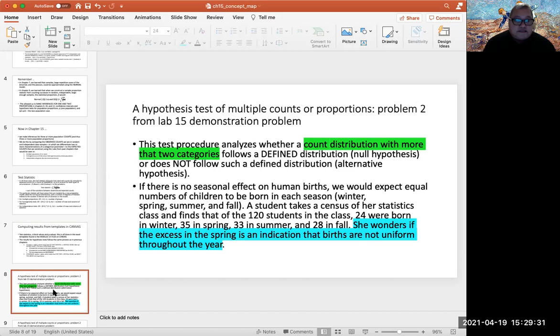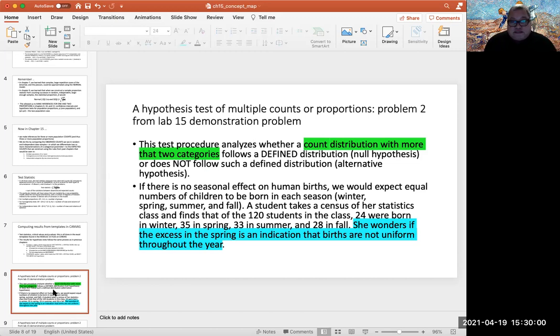A hypothesis test of multiple counts, an example of this would be a problem such as problem 2 in your lab 15. Suppose that you found in a sample of 120 students, and this sample hopefully is a random sample of students, that 24 were born in winter, 35 in spring, 33 in the summer, and 28 in the fall.